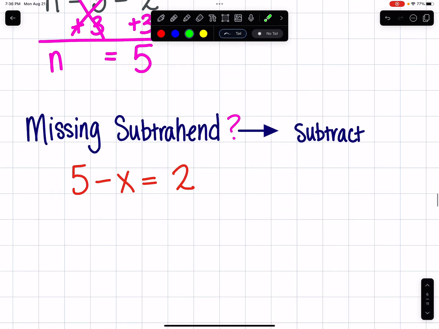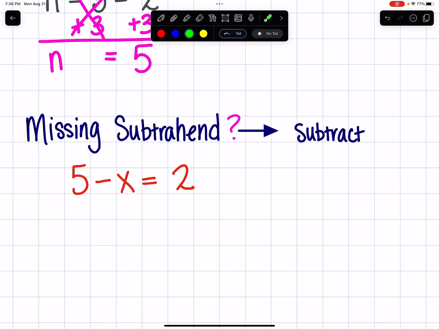All right, what if we have a missing subtrahend? So that's the second number there in that equation. Remember, minuend minus subtrahend. So in this case, the subtrahend is missing. What do we do to find that? When you have a missing subtrahend or a difference, all you do is subtract. So in this situation, we're going to subtract the 2 from the 5 to get that number.